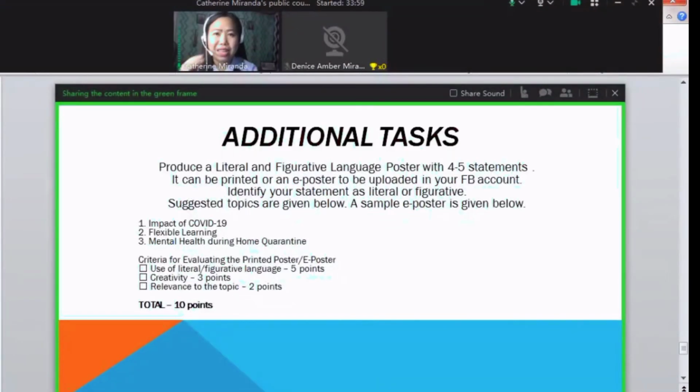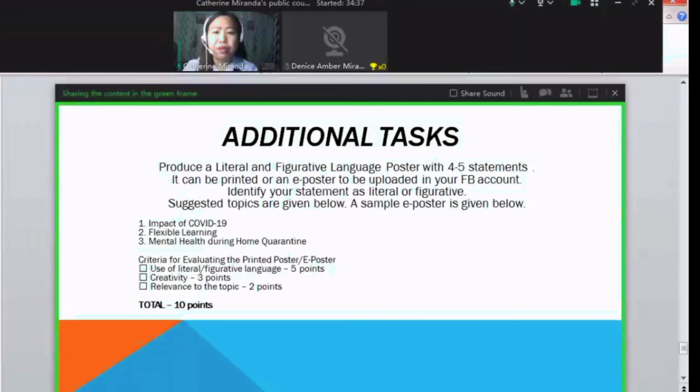For our additional tasks today, we are required to produce a literal and figurative language poster with 4 to 5 statements. It can be either printed or an e-poster to be uploaded in your FB account. Identify your statement as literal or figurative, and there are suggested topics below, so you can choose from the 3. First is the impact of COVID-19, second, flexible learning, and third, the mental health during home quarantine. So it's up to you to choose among the 3.